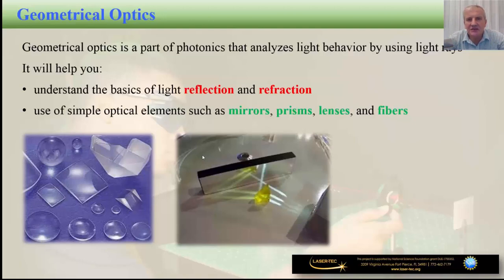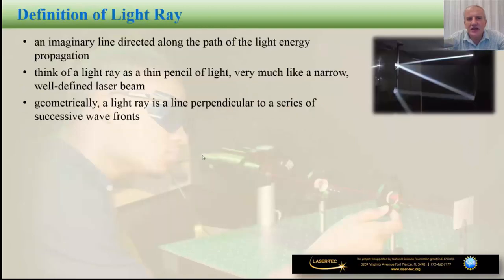In this, as well as in subsequent lectures, we're going to be looking at some of these optical components and we'll be analyzing how the light propagates through these components. Let's first define a light ray. A light ray is an imaginary line that's directed along the path of the light energy propagation.